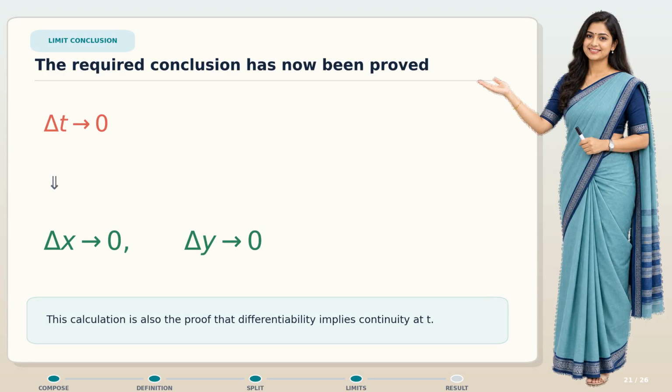When delta t tends to 0, delta x tends to 0, and delta y tends to 0. The reason is that x of t and y of t are differentiable, so each increment is a finite derivative quotient multiplied by delta t. This is also the direct proof that differentiability of x and y implies their continuity at t. Now we may safely evaluate the partial derivative limits.